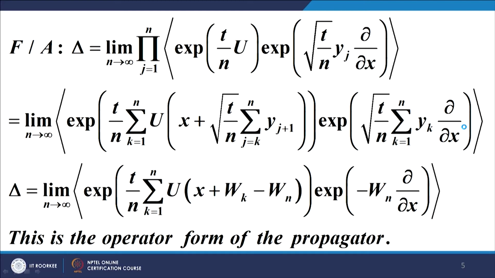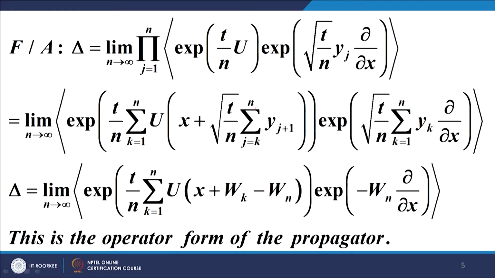It is quite straightforward. We write summation of yk as Wk, and we write summation of yj from j equal to k plus 1 to n as a difference of two Brownian motions: j equal to 1 to n minus j equal to 1 to k. In other words, it is equal to Wn minus Wk, but there is a minus sign in defining the Brownian motion, and therefore it becomes Wk minus Wn.